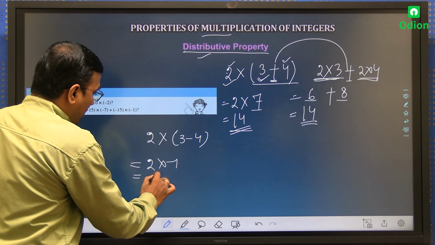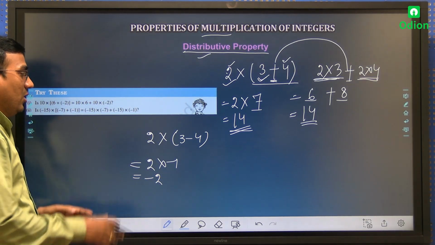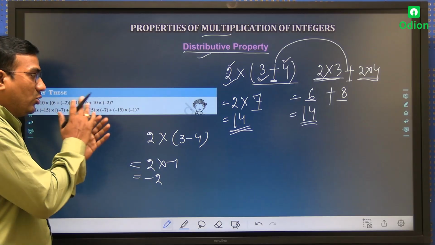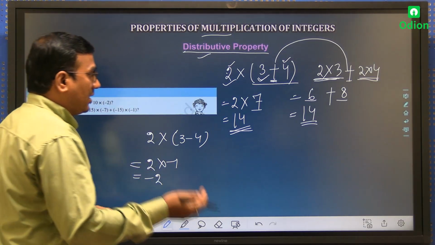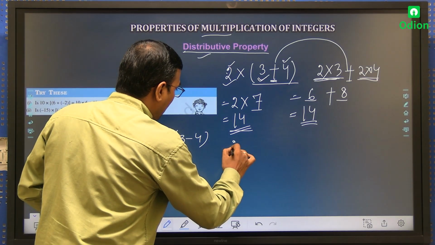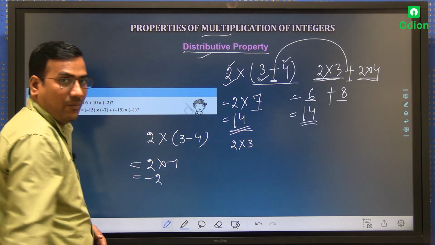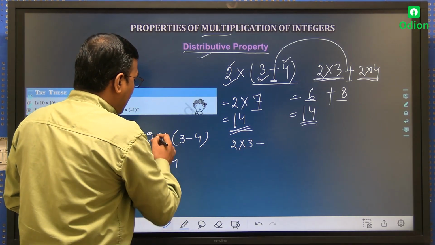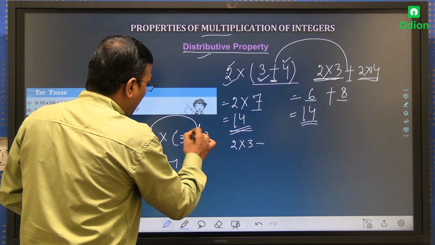The answer is minus 2. I am going to write this sum in another way using the distributive property. Then what do I have to write? 2 into 3, minus 2 into 4.